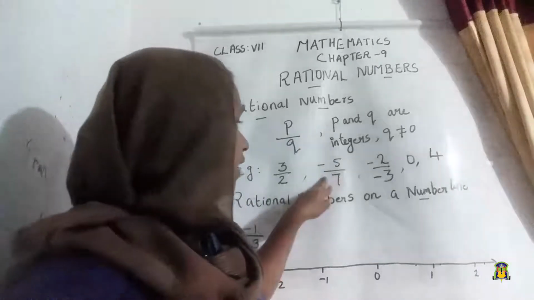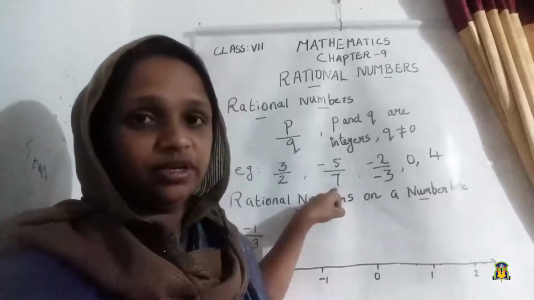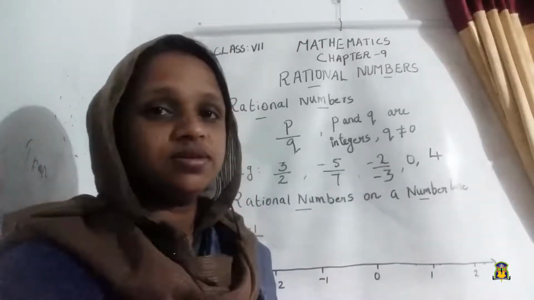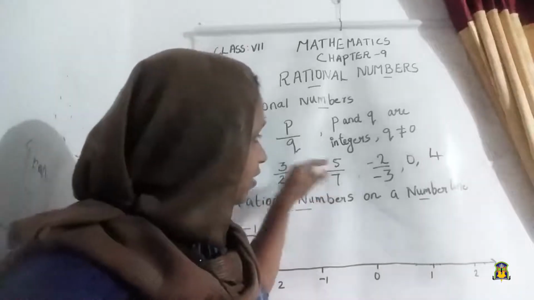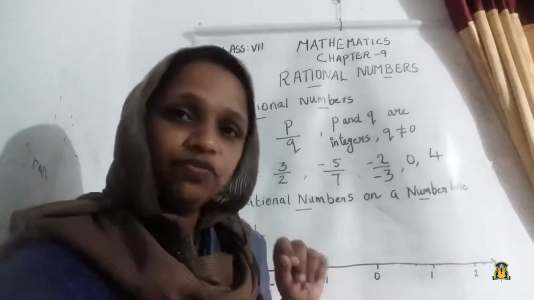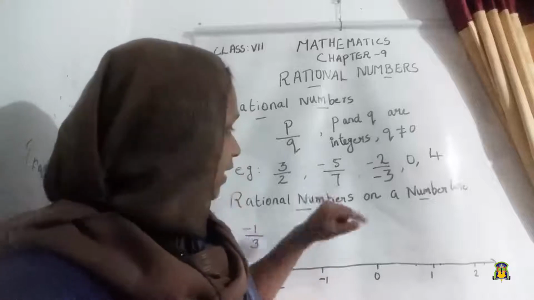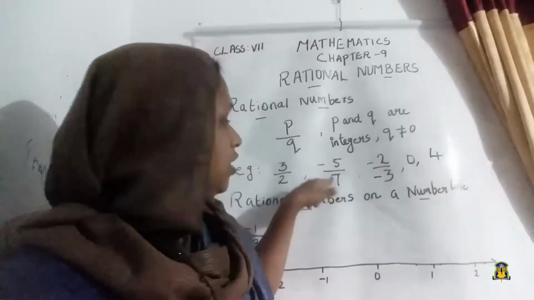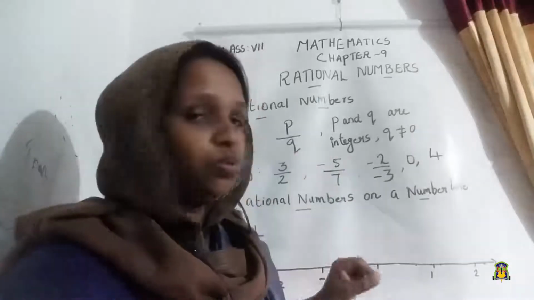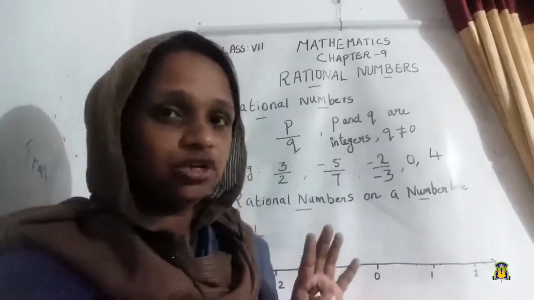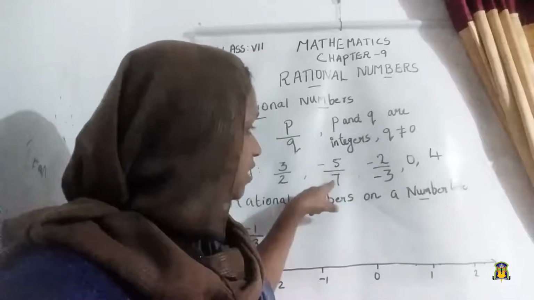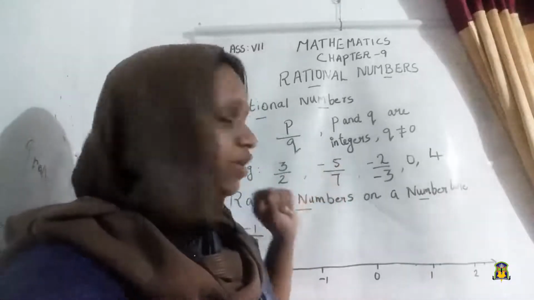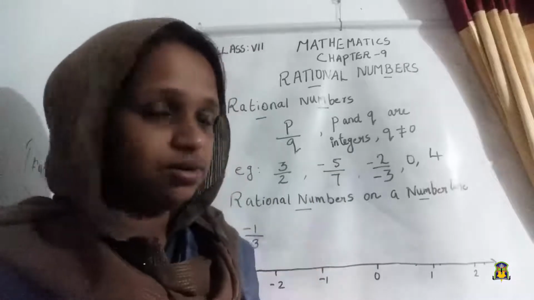Next, negative 5 by 7. I already told you that integers include negative numbers. So the numerator is negative 5, and negative 5 is an integer. Then the denominator 7 is a positive integer. So P is an integer and Q is also an integer. So we can tell that negative 5 by 7 is a rational number.